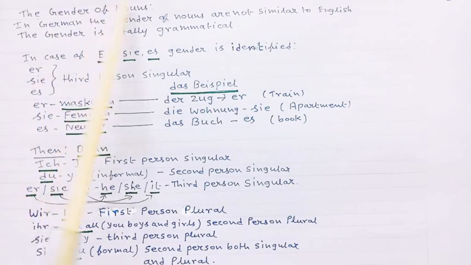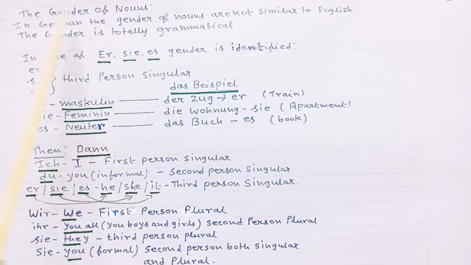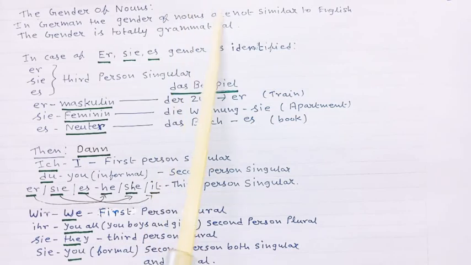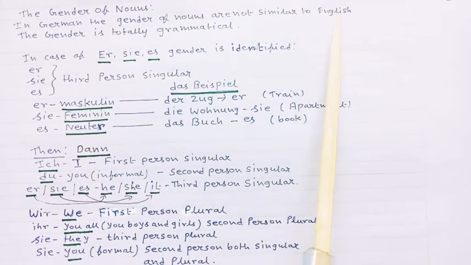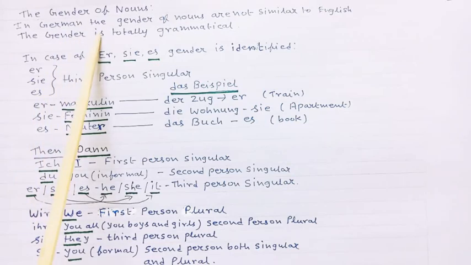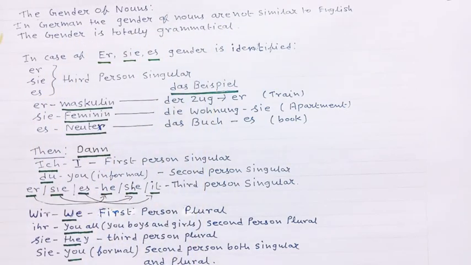Now, the gender of nouns. In German, the gender of nouns is not similar to English. The gender is totally grammatical. In the case of er, sie, es, the gender is identified. Er, sie, es are third person singular. Er, masculine. In German, the spelling of masculine is like this. Sie, feminine; es, neuter.